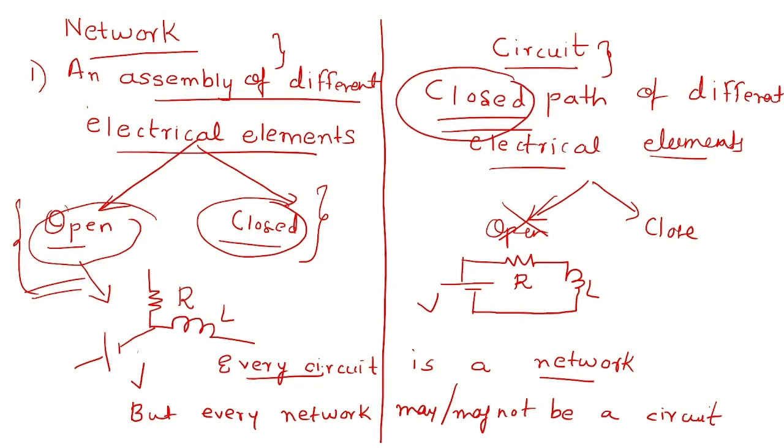Hence, to conclude, every circuit is definitely going to be a network because a network can be closed or open, and a circuit is always closed. But every network may or may not be, very important term, may or may not be a circuit. That means if I have a network, it can be open also. And if it is open, it will never be a circuit. But if it is closed, it will definitely be a circuit.